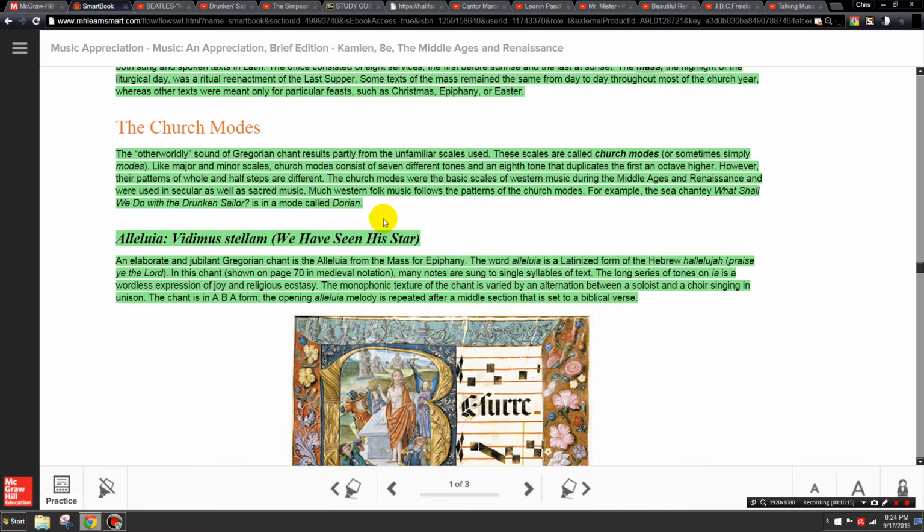Now I'm going to play you some modern, or not necessarily modern day, but more examples of music that uses these church modes that you may or may not be familiar with.